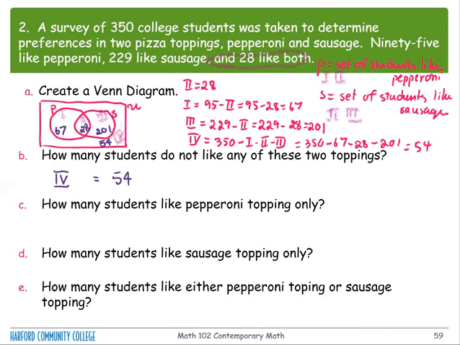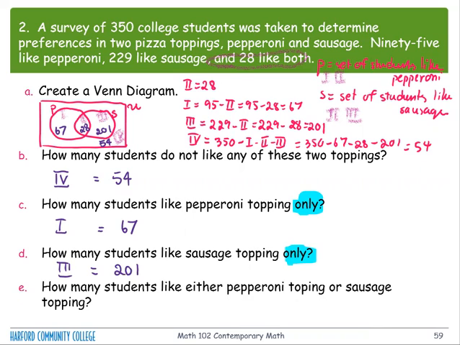Part C, how many students like pepperoni topping only? Key term, only, that means nothing else, just purely pepperoni. That means we are looking for the number in the first region, and the number in the first region is 67. Part D, how many students like sausage topping only? In a similar way to part C, we look for the sausage topping only, or the number in region 3. In our case, region 3 covers 201 students.